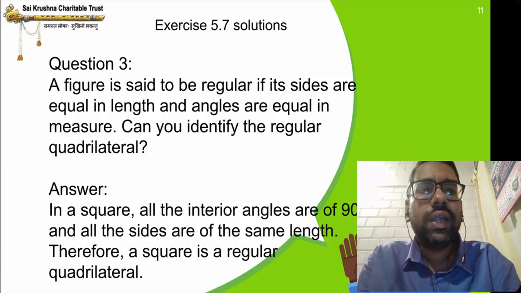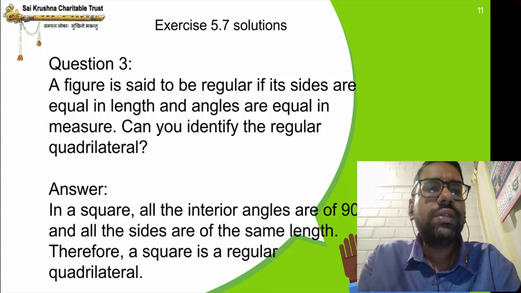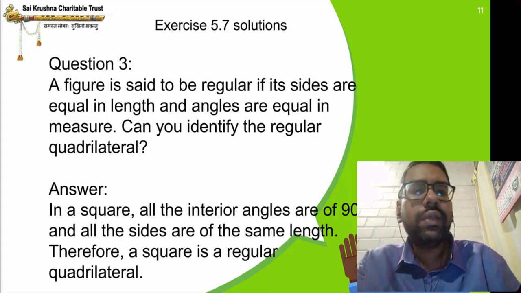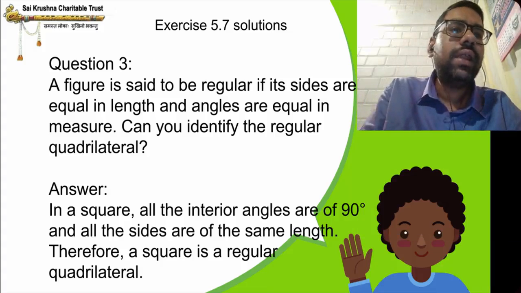Square, what is the property of a square? All sides are equal in length and all the interior angles are of 90 degree measure. Therefore, the square is a regular quadrilateral.